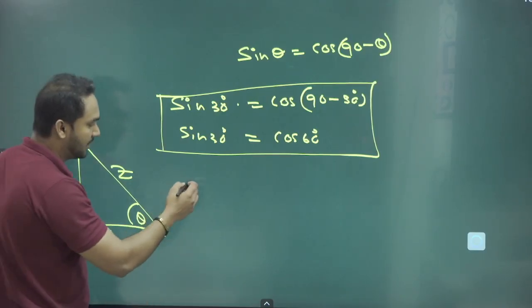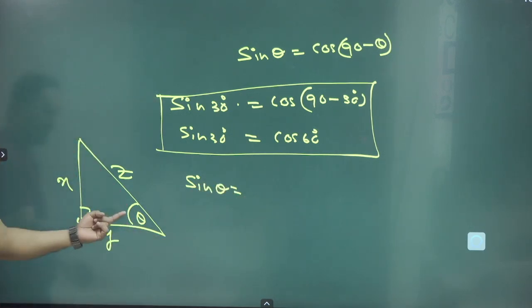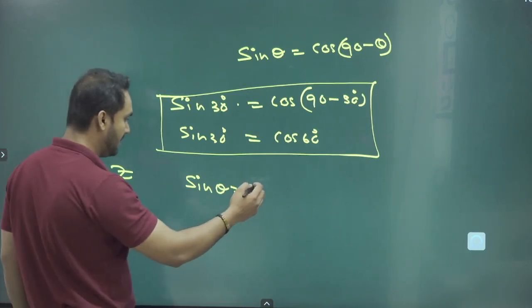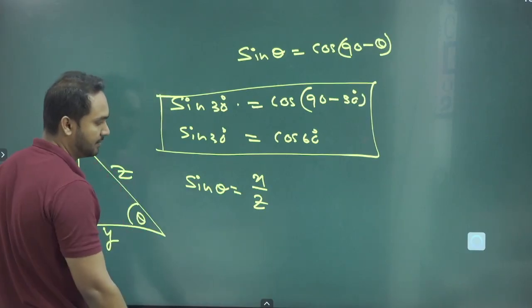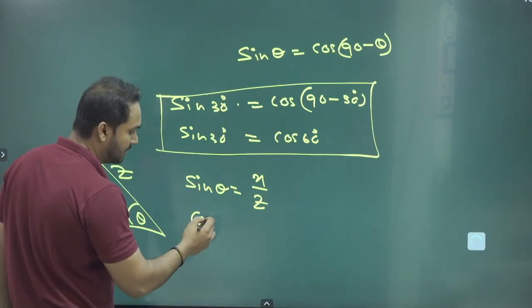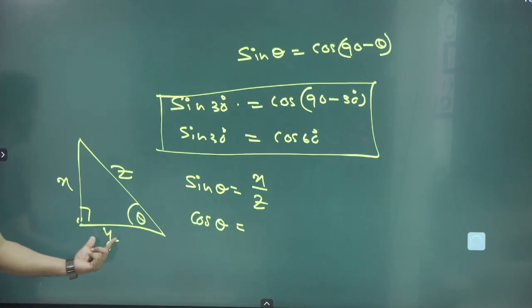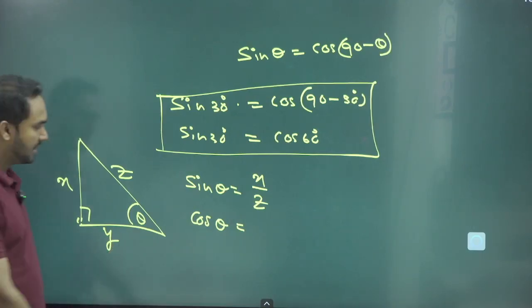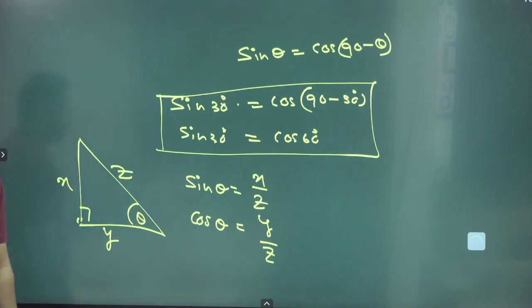So I am writing the sin theta value. Sin theta equals what? Sin theta equals opposite over hypotenuse, right. So that will be x over z, right. And I am writing the cos theta. What is the cos theta value? Adjacent over hypotenuse, that will be y over z, yes.